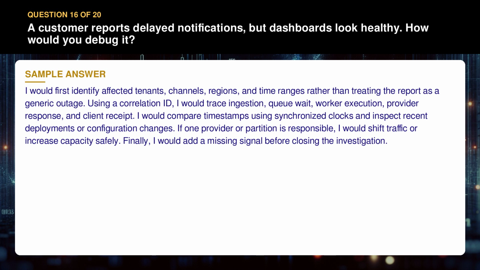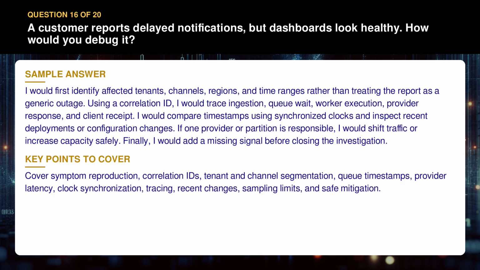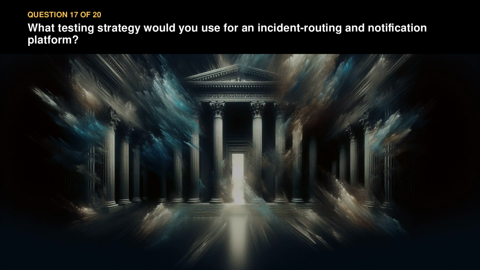If one provider or partition is responsible, I would shift traffic or increase capacity safely. Finally, I would add a missing signal before closing the investigation. Cover symptom reproduction, correlation IDs, tenant and channel segmentation, queue timestamps, provider latency, clock synchronization, tracing, recent changes, sampling limits, and safe mitigation.